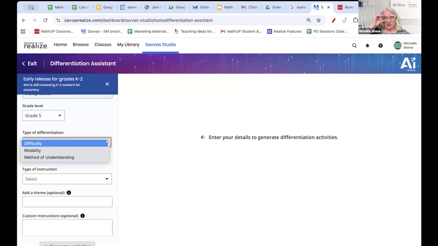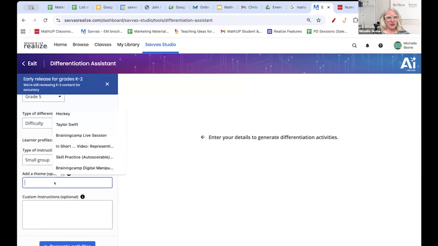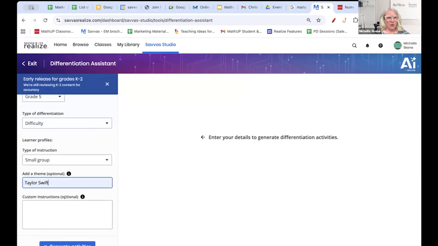Am I trying to have an emerging or on level kind of differentiation? Am I trying to think about different ways to approach the questions? And so we're going to look at both of these. So let's just start with the difficulty. Again, I'm making some intentional choices here. I'm going to say this time I want this to be small group. I can make the theme again if I want, or add any other custom instructions. I can even ask down here that I want this in a different language. So I could say, please make all the questions in Finnish if I wish. So I can add that as an option.